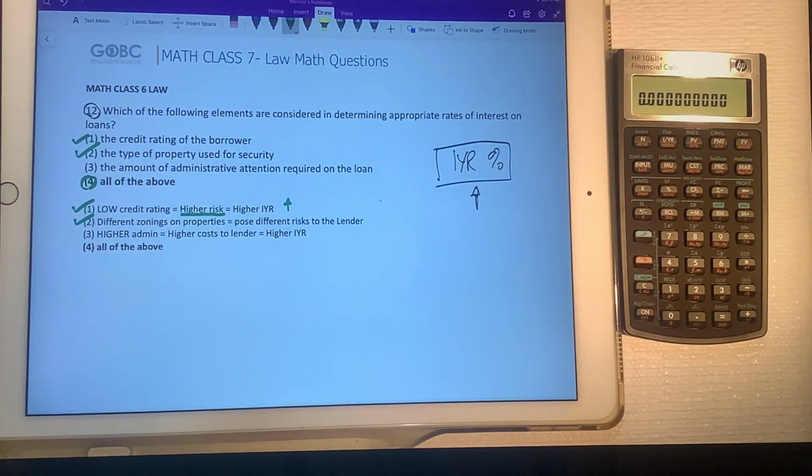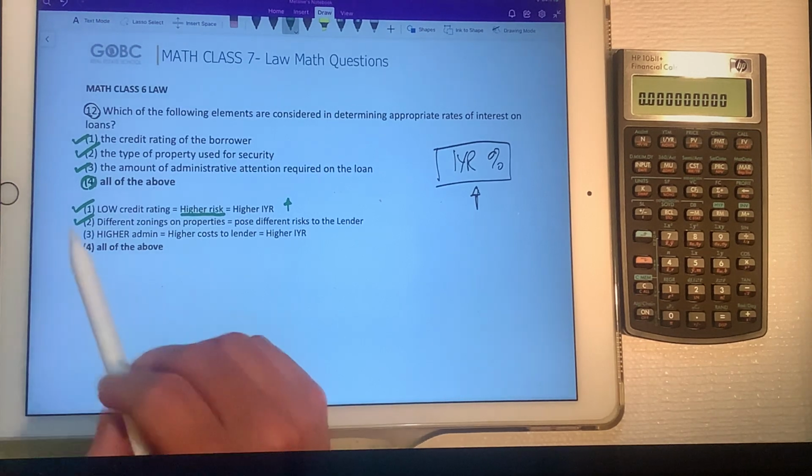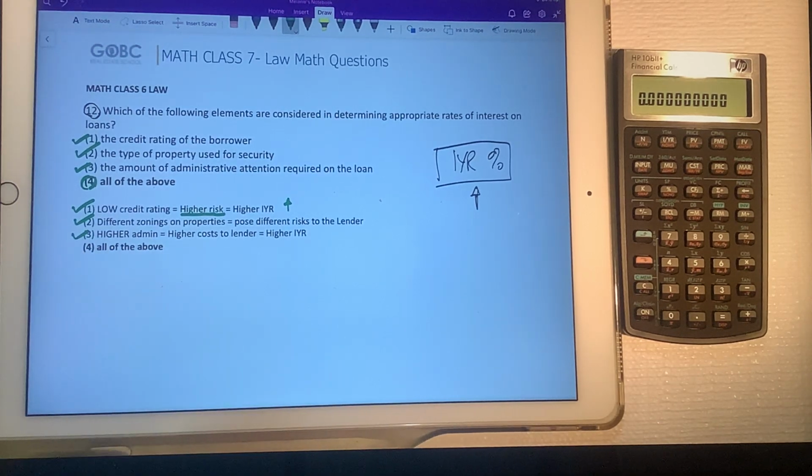The third one is something that we've heard about and talked about quite a bit already. So this is the amount of administrative work, so how nitpicky the loan is. And if it's really high administration, if there's a high degree of administrative work that's required to maintain the loan and even to get it set up, then the lender might bump up that IYR for you again. So depending on all of these things and a few other criteria, that will determine what IYR the lender is going to charge you and put into your contract.